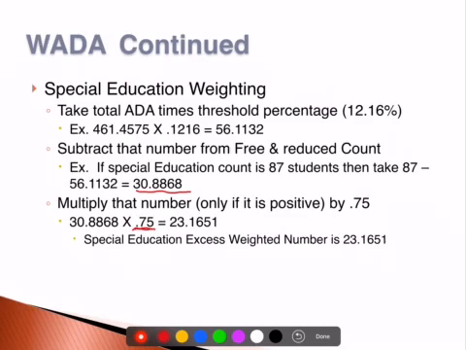So again, what they did here is they took the weighted ADA and multiplied it times the threshold. That told them how many students were at the threshold. And in this case, they had 87 students that had an IEP. So you take the 87 minus the 56.1182, and you end up with the 30.8868.